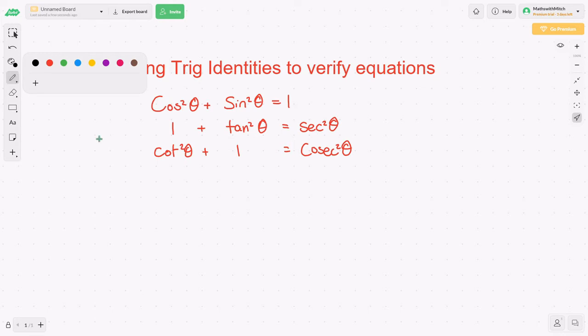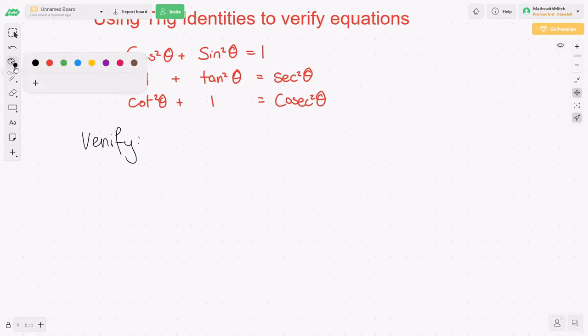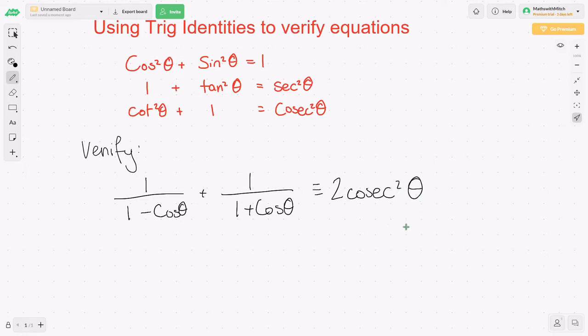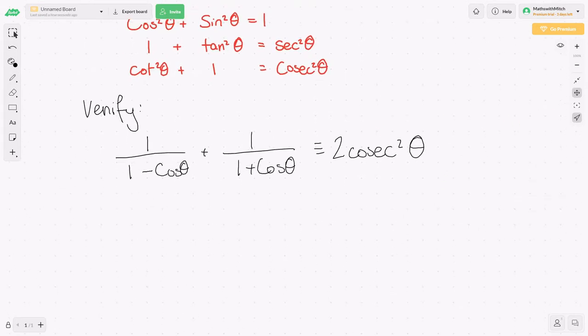We might be asked to verify. So verify, you're going to be trying to prove something is true. So you're going to be given an equation and try and prove that the left-hand side does in fact equal the right-hand side. And this one we're going to do is 1 over 1 minus cos theta plus 1 over 1 plus cos theta must equal 2 cosec squared theta. So we're going to be trying to prove that the left-hand side does in fact equal the right-hand side, so verifying that equation.